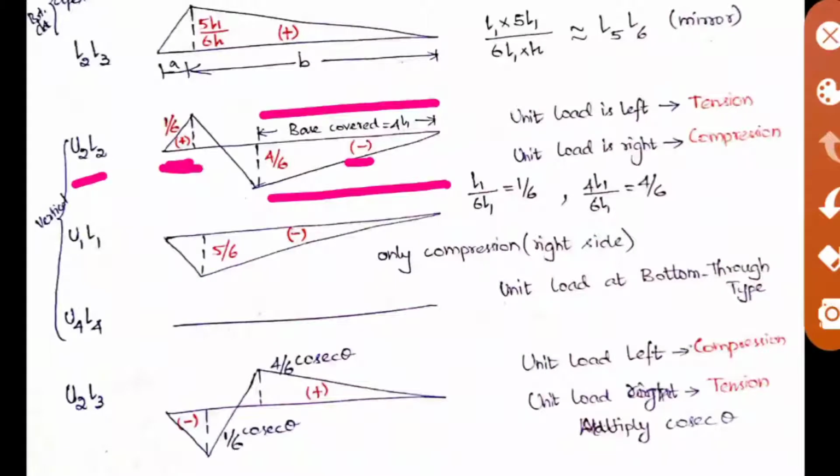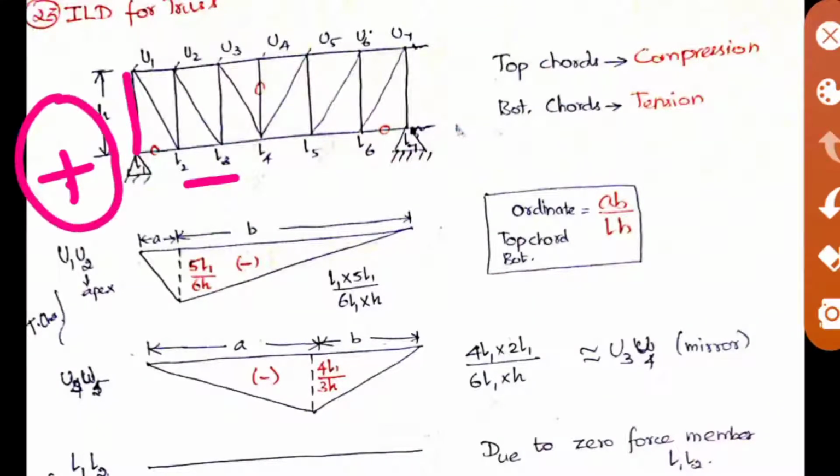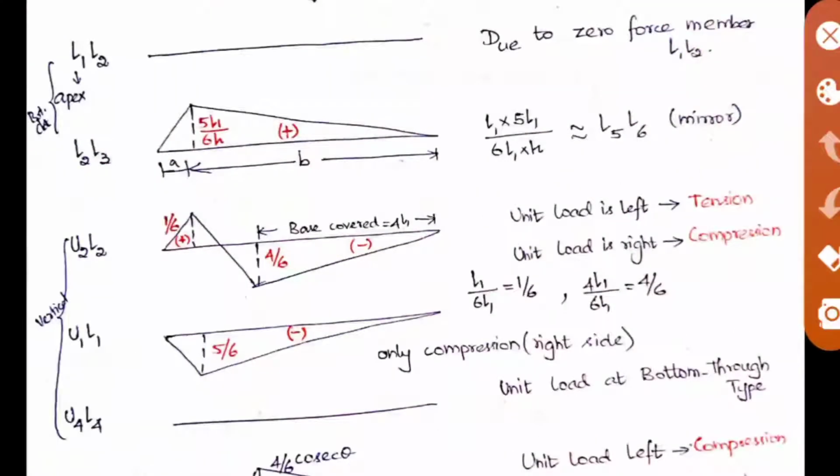Okay, so now let us see the next one, that is U1 L1. So here U1 L1 is the first member. As I told you before, the left side should be tension and the right side should be compression. Here in the left side there is no structure at all. Okay, so from the starting of the ILD itself, the member will be in compression only. So if you see, it is completely in compression, and the number of panels in compression is 5 here.